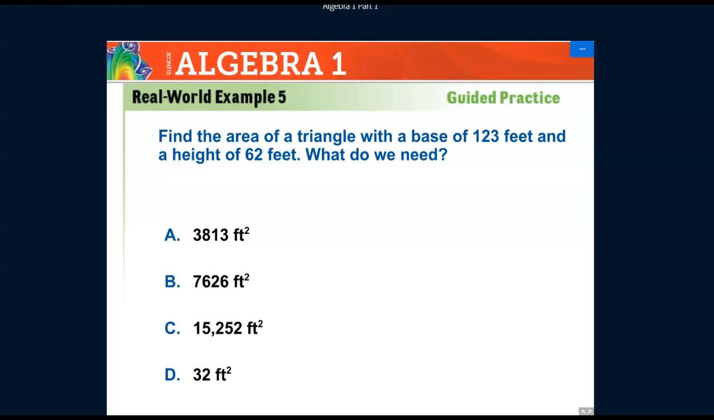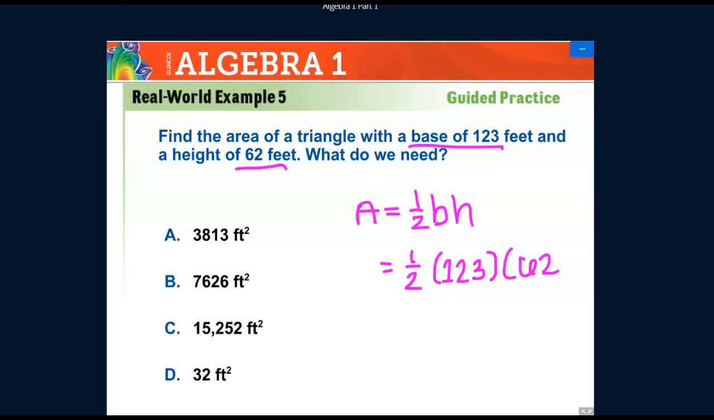Do you have my multiple choice problem on your page too? Find the area of a triangle. So same type of thing. We're using area of a triangle, which is 1/2 base times height always. We're told the base is 123 and the height is 62. So plug those in. Multiply them together.